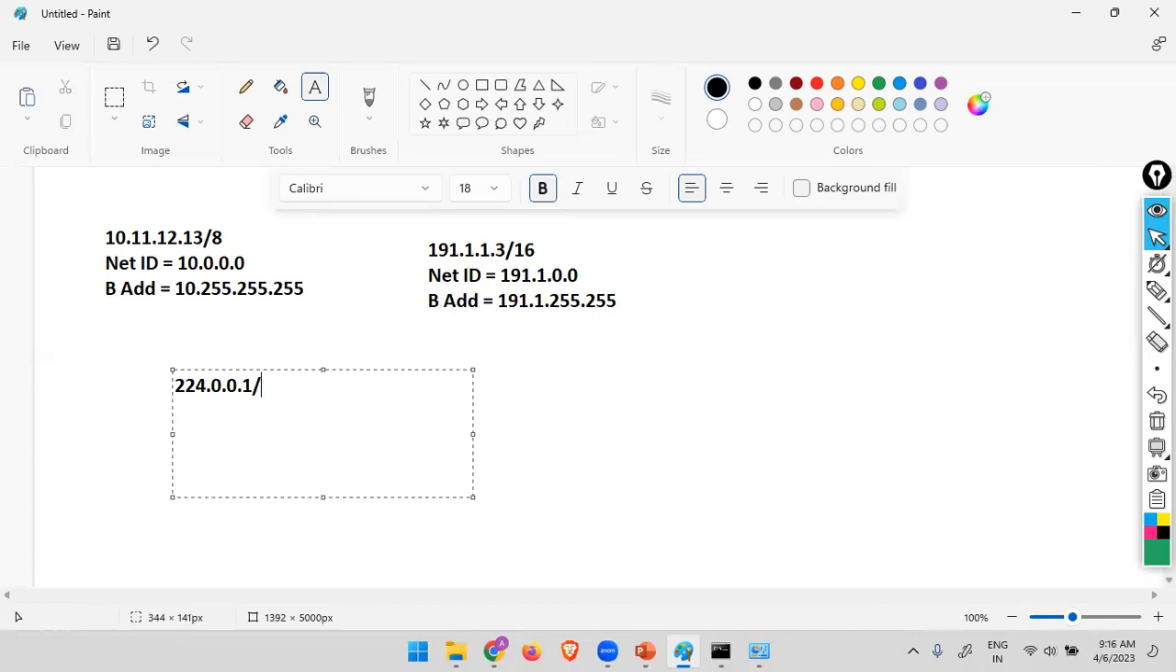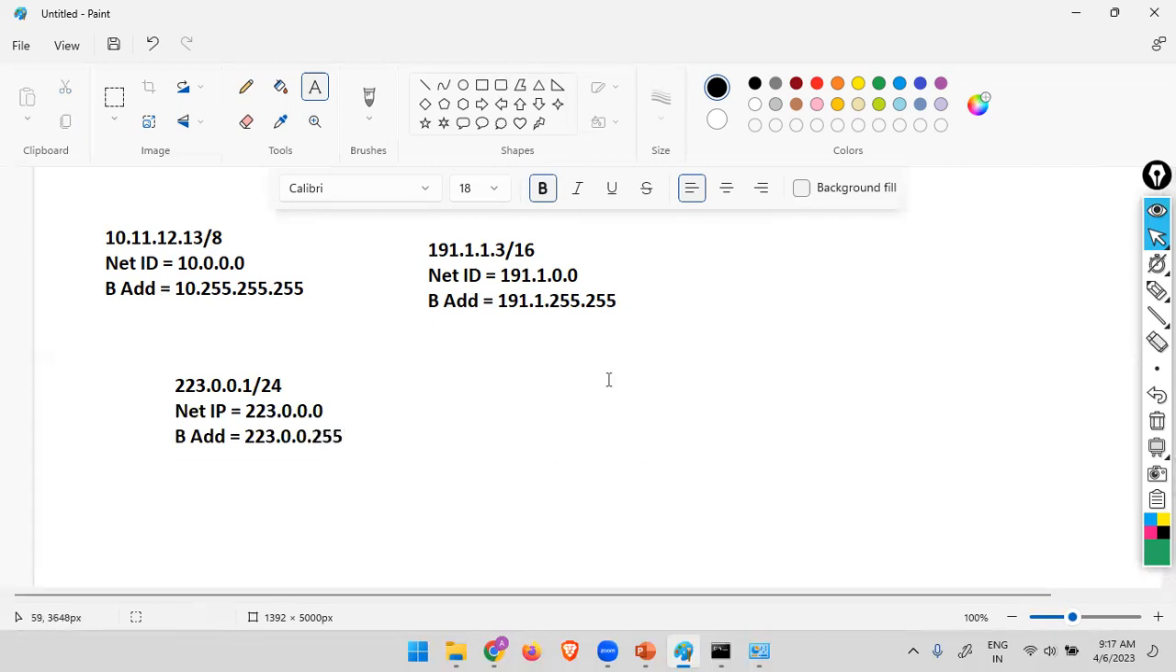What will be the slash value here? 24. Correct. Are you sure? Which class? D. No subnet mask. Individual address. Do not get confused. Now there will be a network ID and there will be a broadcast address. Network ID will be 0.0.0.0 and broadcast address 255.255.255.255. So this kind of questions you will get.